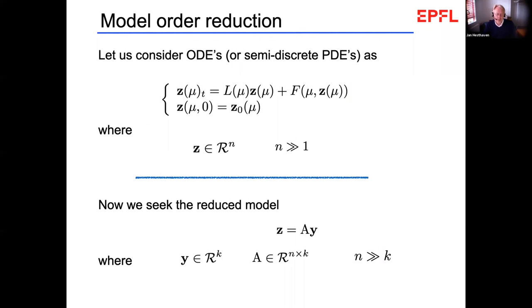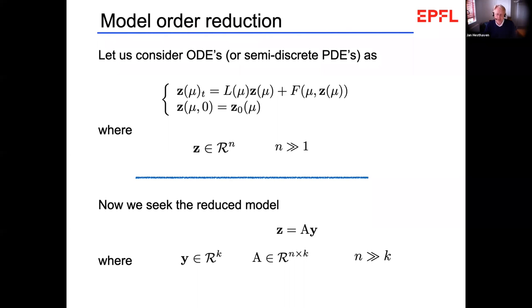And we'd like to look for a reduced model, basically by making an assumption that we can represent our solution set as a linear combination of a small number, hopefully, of vectors in A. So this is a tall and skinny matrix with a small number of coefficients y. And of course, the assumption here is that the dimension of z is much, much bigger than the dimension of y.